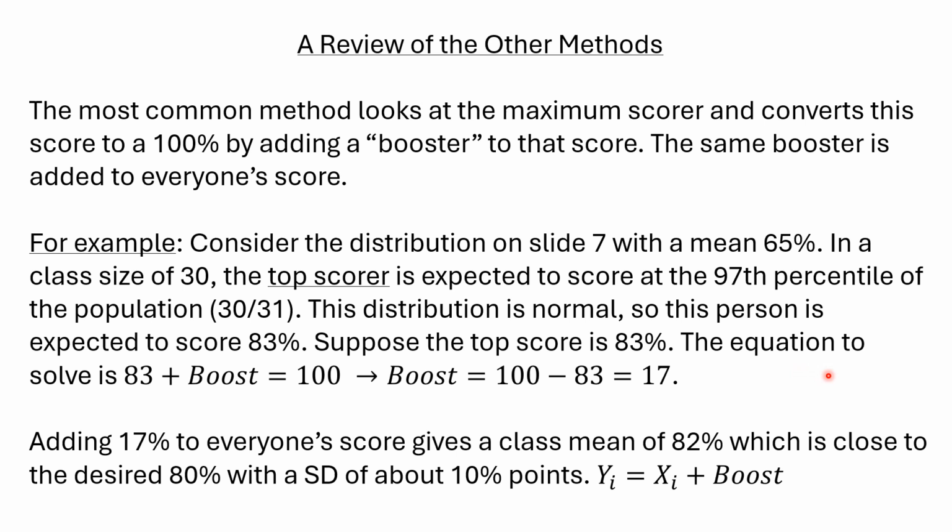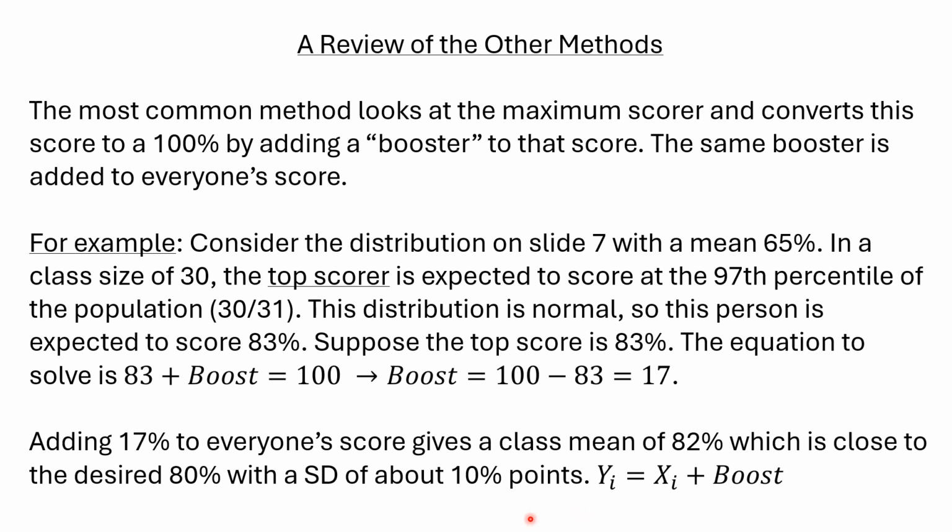Then what we would do is we would solve the following equation: 83 plus boost is equal to 100. And that's just real easy. You just solve for boost, and we discover that boost is 17%. So that's what you need to add to 83 to get to 100 for the top score, and then that 17% is added to everyone's score. Now, when we do that, adding 17% to everyone's score, the class mean jumps from 65 to 82%, which is close to what we desired, which is 80%. And the standard deviation actually is unchanged through adding, so it remains essentially 10 percentage points.